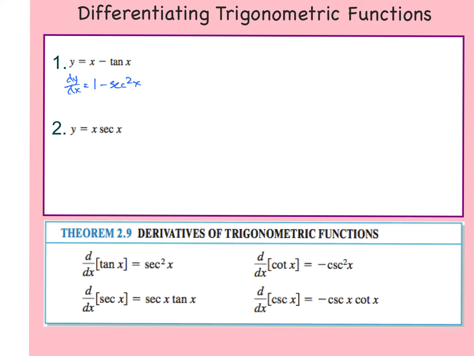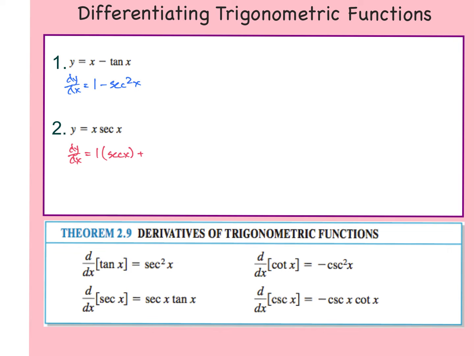All right, let's look at number 2. So now I have y is equal to x secant x. Well, what's going on this one? They're multiplying. It's a multiplying thing. So what rule do we use? The product. So the derivative of y is dy dx. And now I need to use the product rule. So what's the derivative of my first? 1 times secant x. And then plus the derivative of my second.